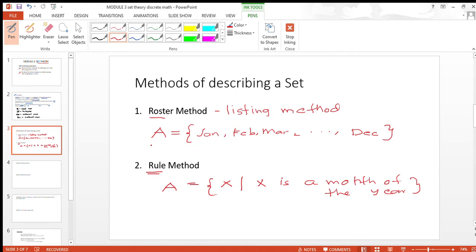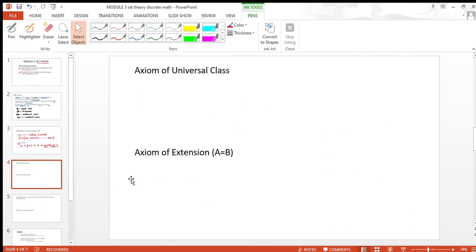So just imagine listing down all the names of the students of St. Louis University. That will be very tedious. While if you have the rule method, you can just say, let A be the set containing all x's such that x is a student of SLU. So you don't have to write down all the names of the students of St. Louis University.